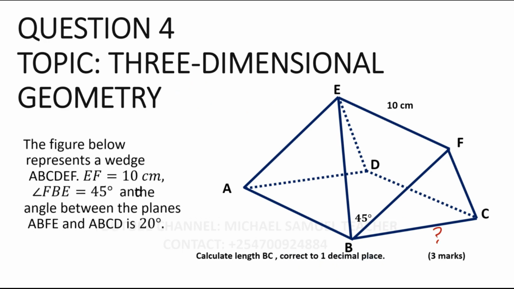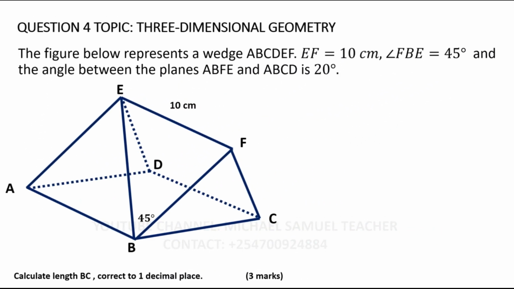So let's begin and work out this particular question. So we are required this length, and also we have been given this angle is 20 degrees. So that makes the plane ABFE and ABCD.